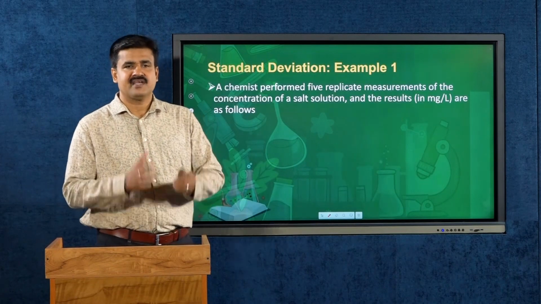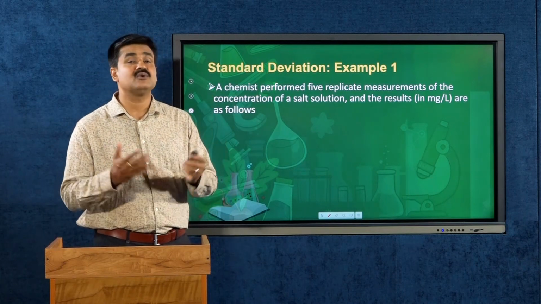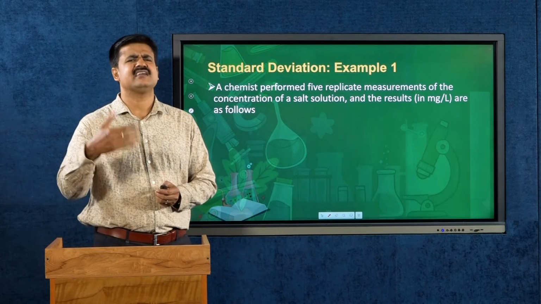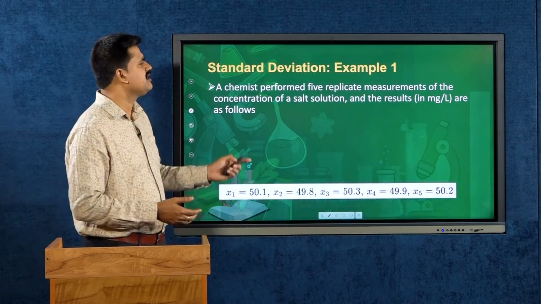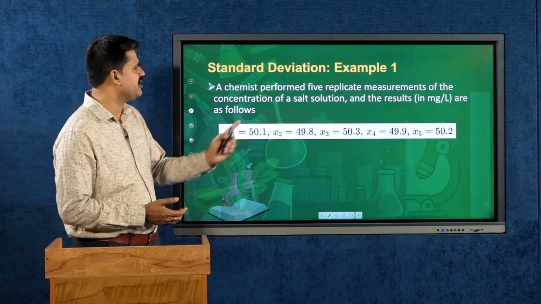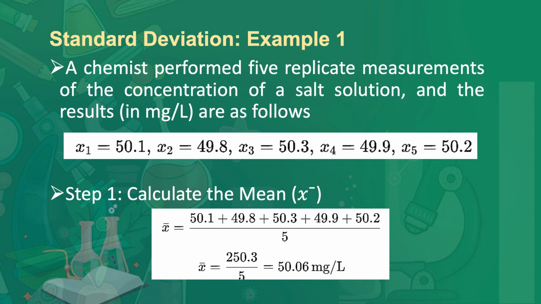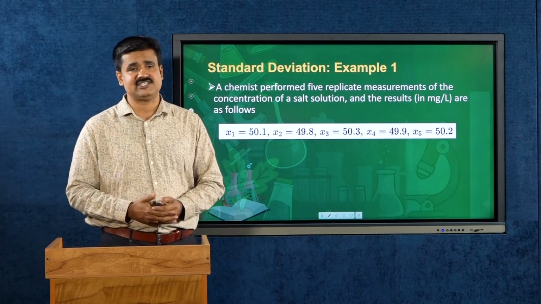Example number 1: a chemist performed 5 replicate measurements of the concentration of a salt solution. He is provided with a salt solution and has to measure its concentration. He performed some analytical measurements and got the data, with the concentration in milligram per liter. The 5 values are: 50.1 milligram per liter, 49.8, 50.3, 49.9, and 50.2 milligram per liter. We have to calculate the standard deviation of these 5 data points.